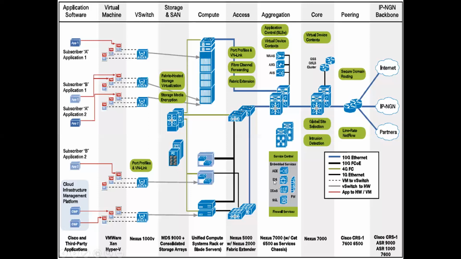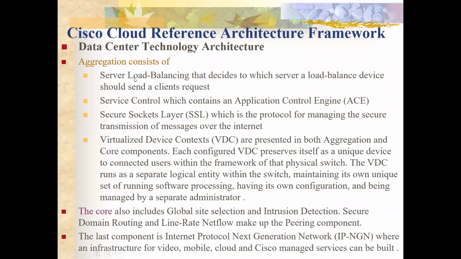Okay, next one is the aggregation. Aggregation looks more complicated. Aggregation consists of server load balancing, which is designed to decide to which server a load balancing device should send a client request. Also, they have service control, which contains an application control engine. They have Secure Sockets Layer, the protocol for managing secure transmission of messages over the internet. We know the 4 layers of the internet; this security sits between the transport and the application layer. Virtualized device contexts are present in both aggregation and core components.